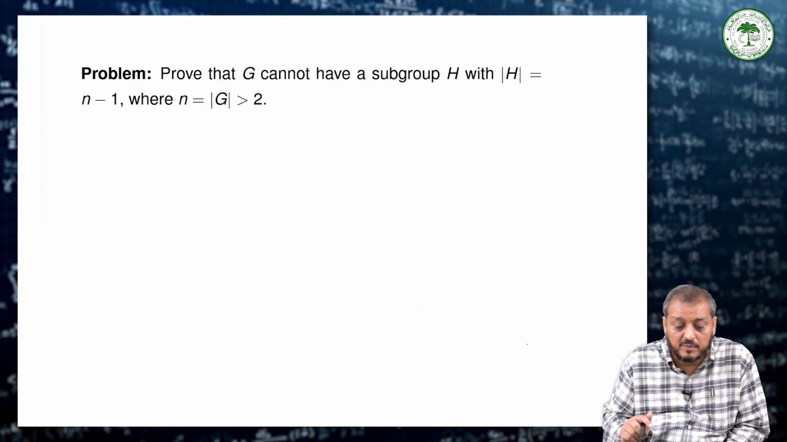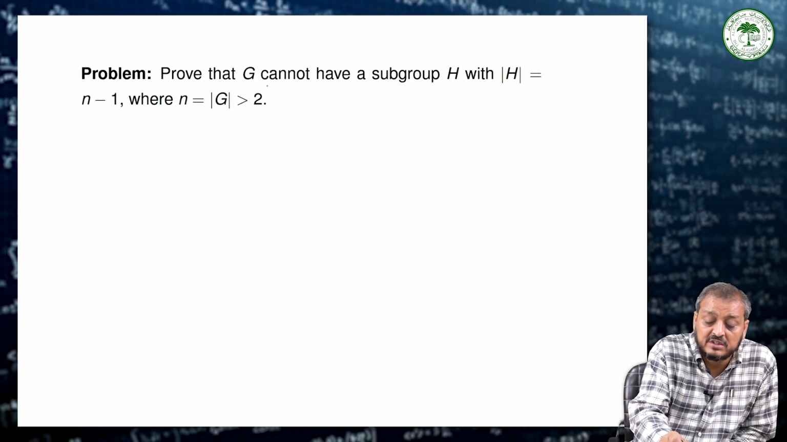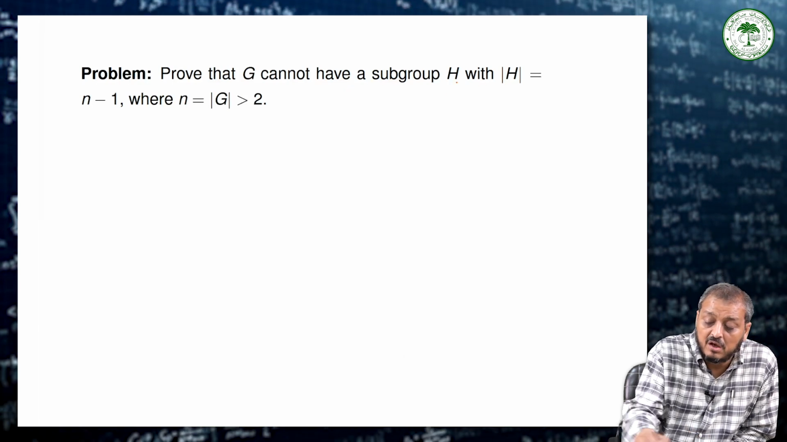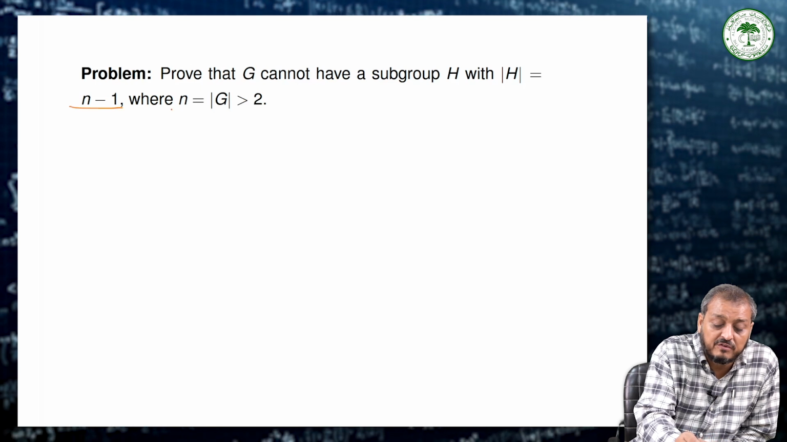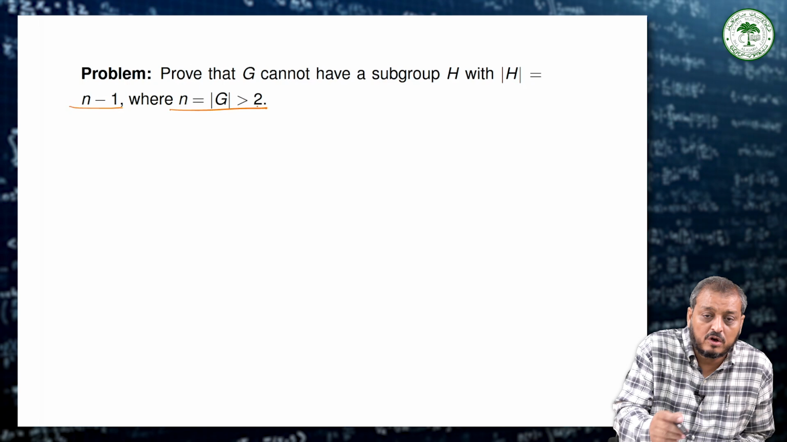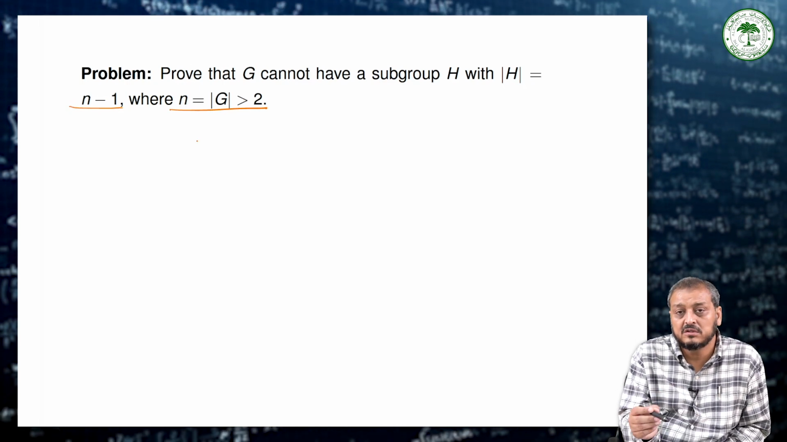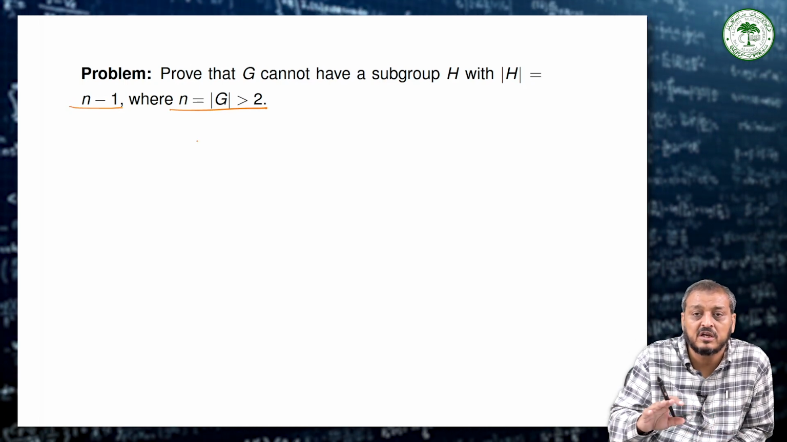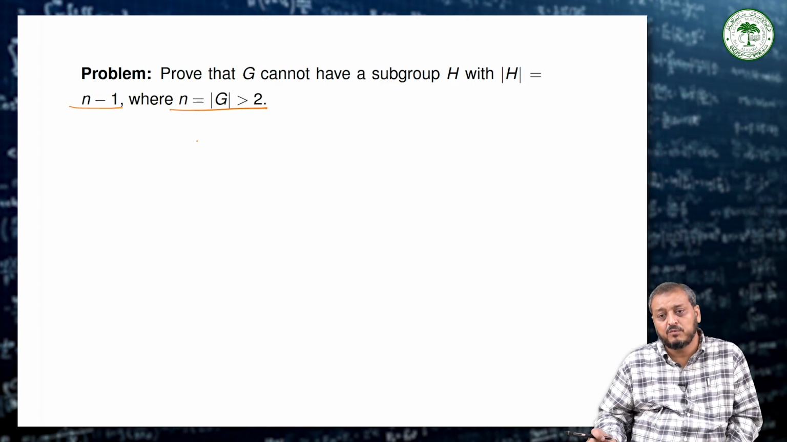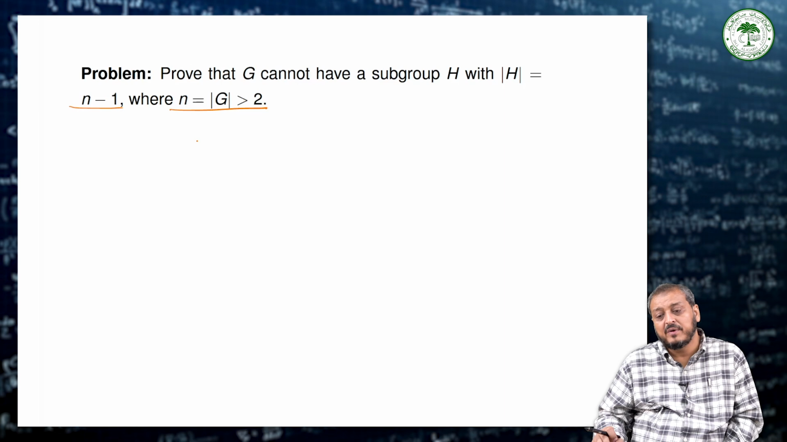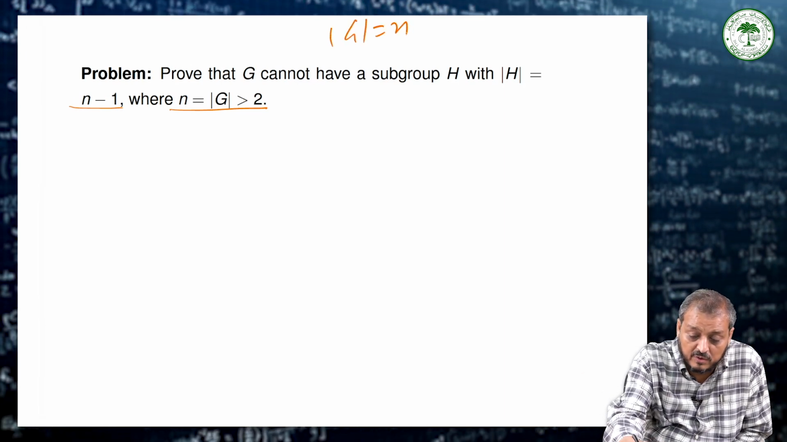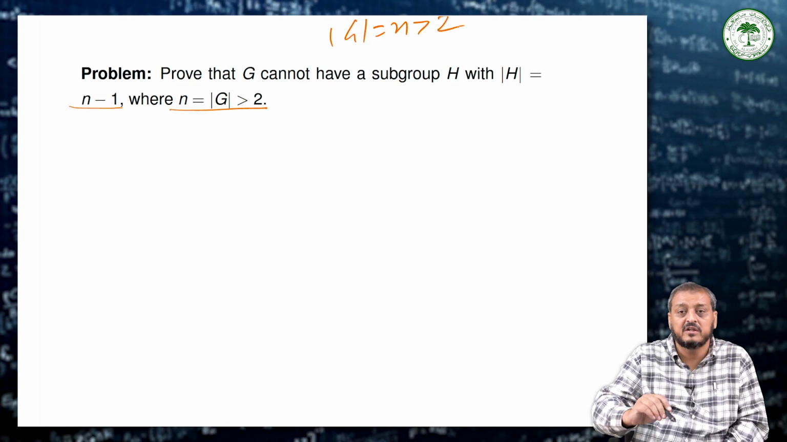Okay, now one more problem. Prove that G cannot have a subgroup H with order of H equal to n minus 1, where the order of G is equal to n, and this n should be strictly greater than 2. So G cannot have a subgroup H of order n minus 1, if G is a group of order n with n strictly greater than 2.